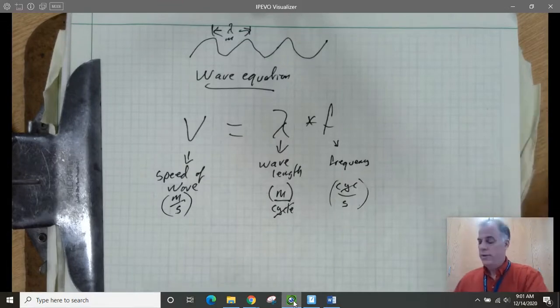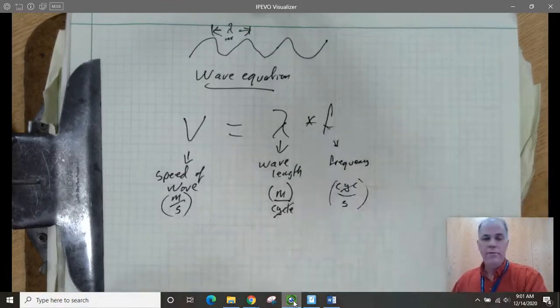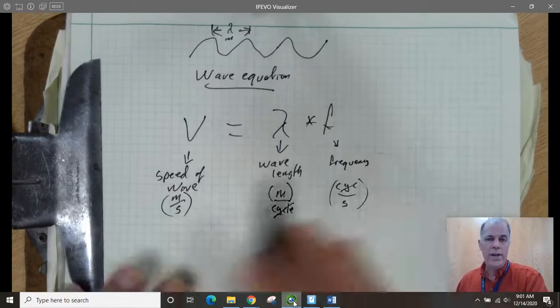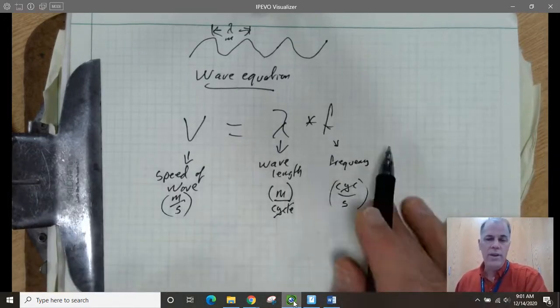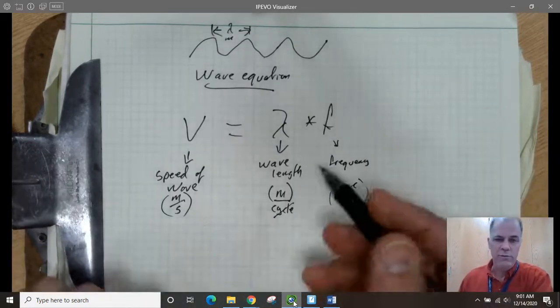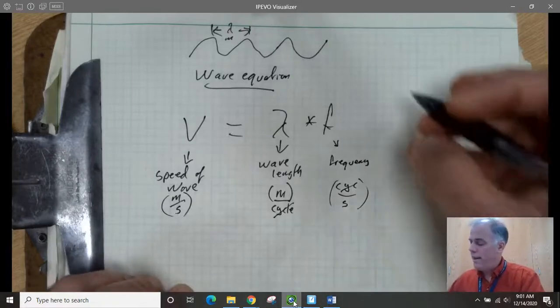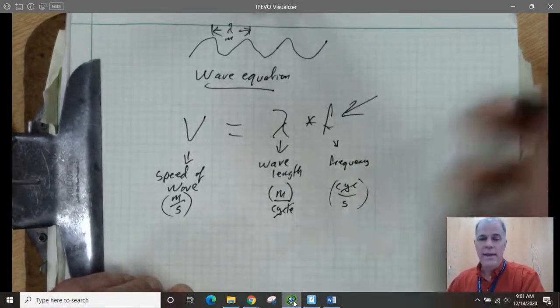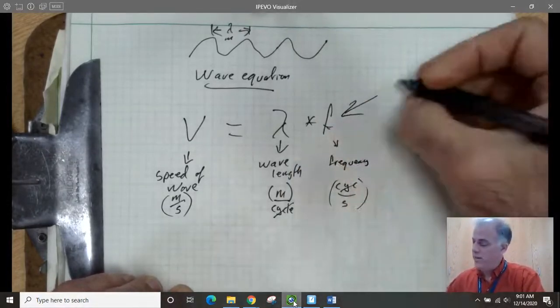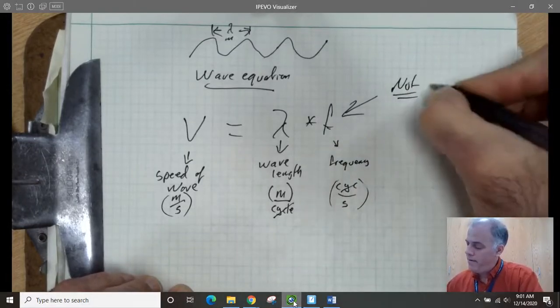All right? So V equals lambda F. Very fundamental equation. We're going to be using it a lot in this unit and the next because it deals with the speed of waves, the characteristic of waves. Now, this one here is frequency. It is not period.